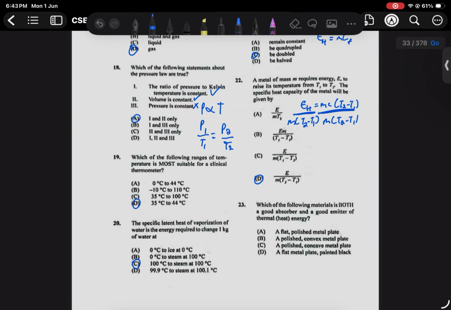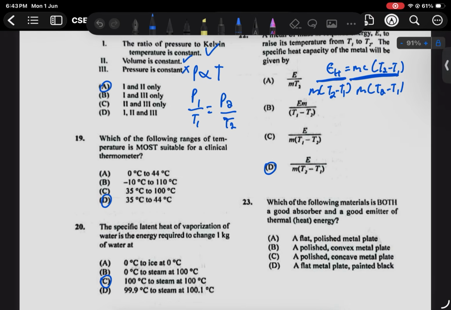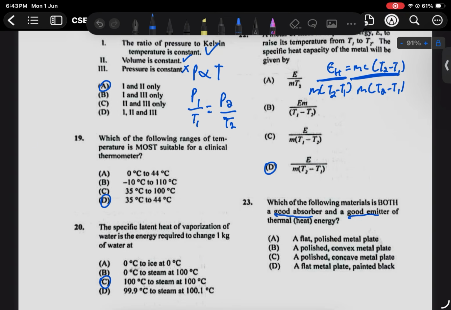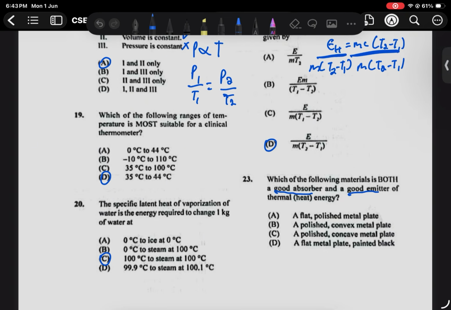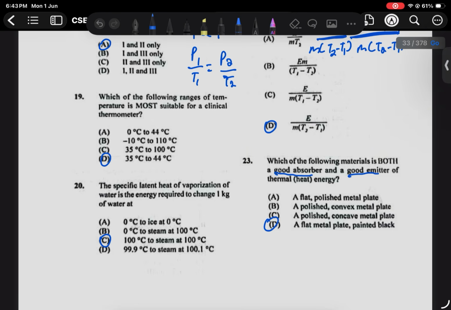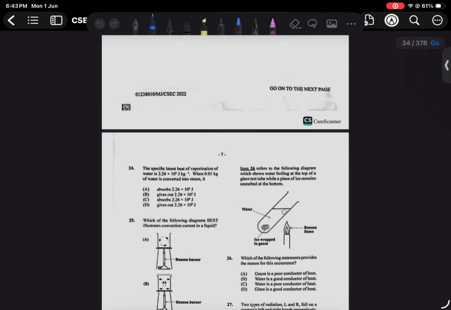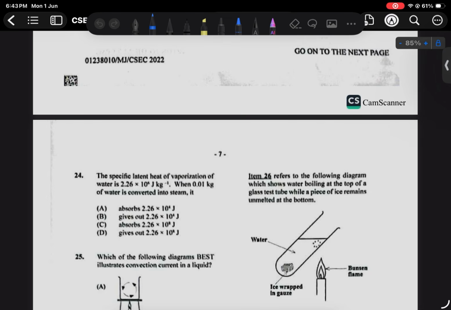Which of the following materials is both a good absorber and a good emitter? Good absorbers are good emitters, anything that's black, dull, or rough. So paint it black. The specific latent heat of vaporization of water is 2.26. This is a repeat question, so absorbs.